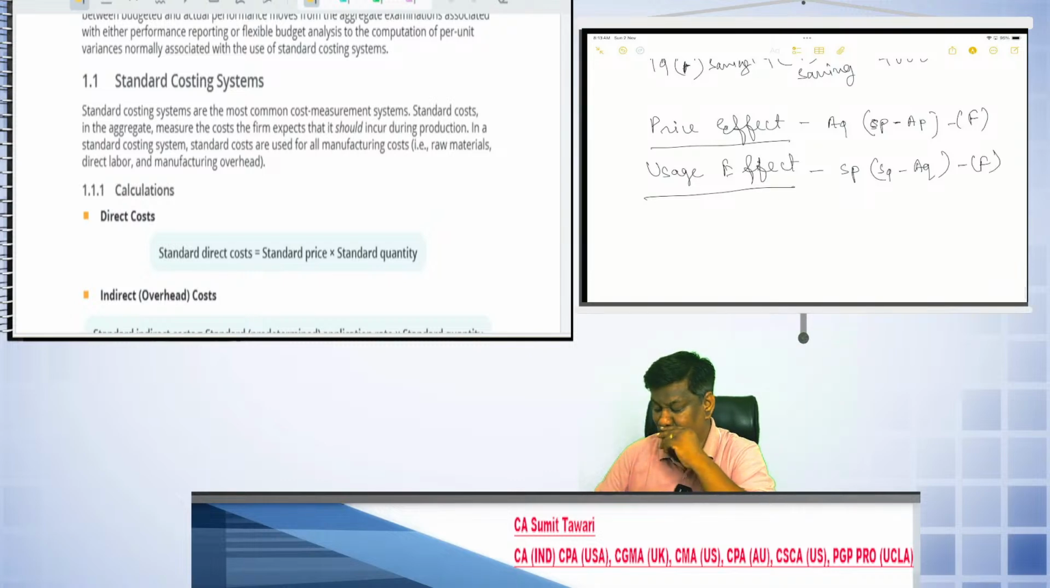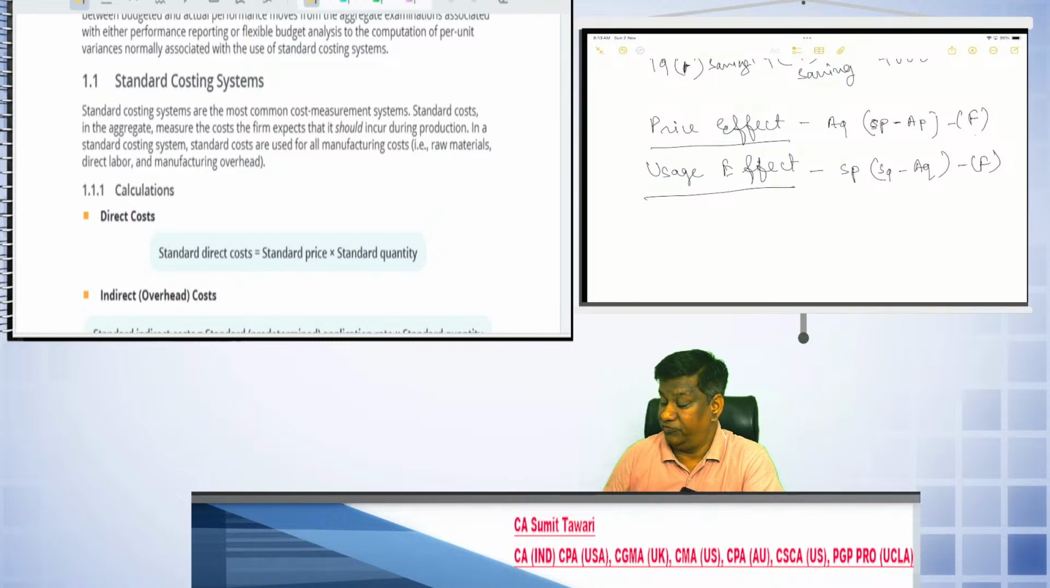In most of the books, the formula has the actual price first and the standard price after it. But I calculated it this way so that if I get a positive number, it is favorable, and if I get a negative number, it is unfavorable. That's why I positioned it like this. But you can use any formula, that is not an issue. You just need to confirm whether it is a favorable or unfavorable situation.